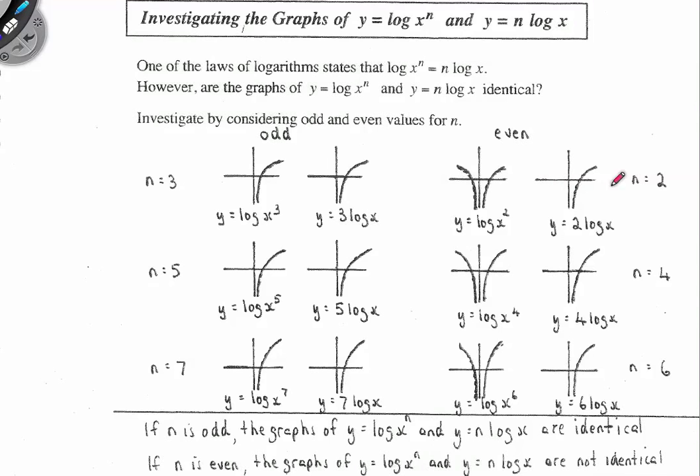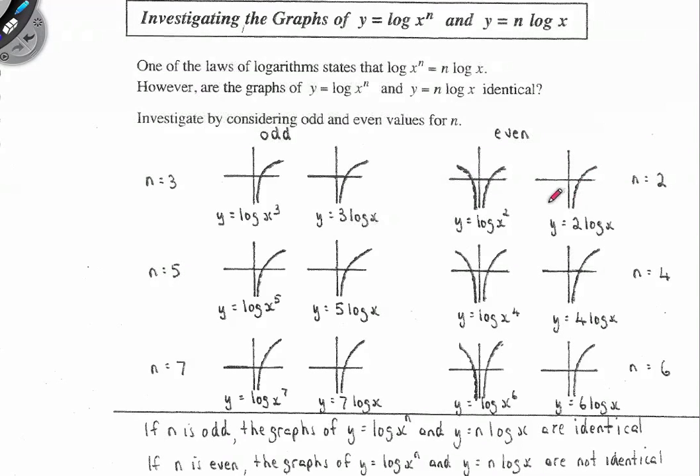And what if we use even numbers? So, if we graph log x to the 2, or log x to the 4, or log x to the 6, it seems we get 2 halves to our graph. Whereas if we just have 2 times log x, we only have the 1 half.